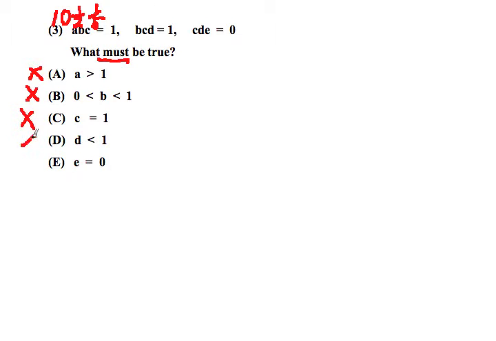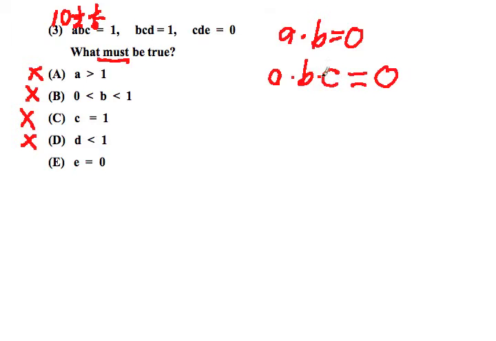Okay, but must e be equal to 0? Well, this is testing the rule that if a times b is equal to 0, it's because a is equal to 0 or b is equal to 0. Or if a times b times c is equal to 0, it's because a is 0, b is equal to 0, or c is equal to 0. So when you see 0, you may be thinking of that rule. So one of these has to be making this 0.